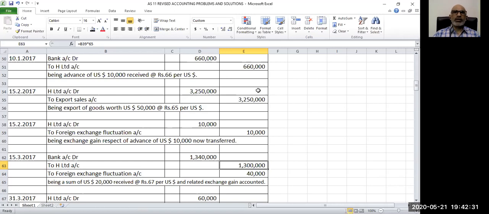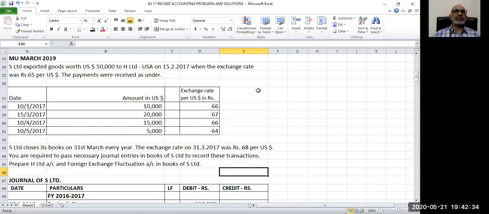Now, if you see the data after this, you will realize that there are two more payments, but these are received in subsequent year. One is on 10th of April, another one is on 10th of March, which goes in next financial year. Now, since we are at the end of the financial year, we have to see what is the outstanding position of this customer, and to that extent, we have to restate his foreign currency balance using the end of the year rate, which is 68 rupees per dollar.